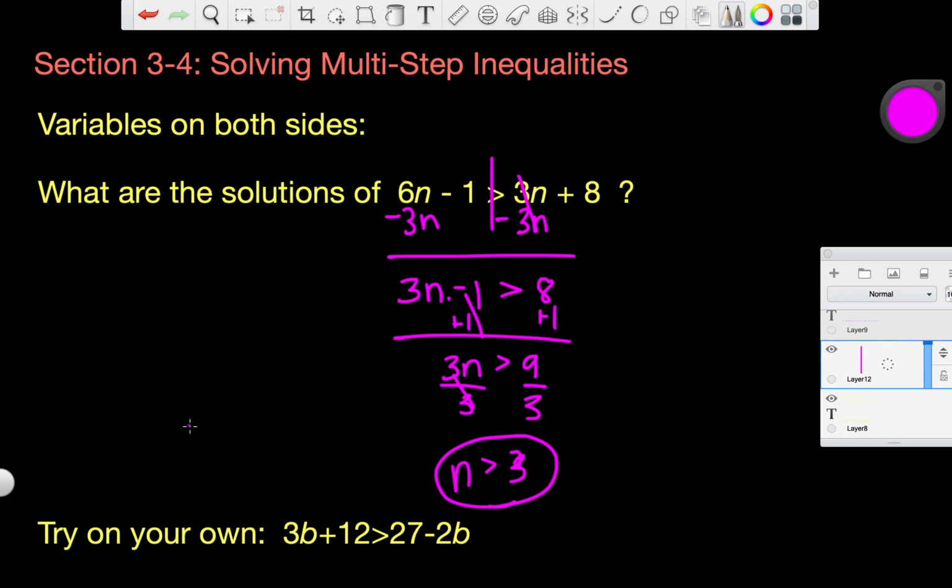Okay? So it's really important you realize when you're combining like terms because your terms are on the same side of the inequality sign, or if you need to move them using inverse operations because they're on separate sides. So that's why I always like to draw this line through your inequality symbol to show clearly the separate sides. So I need you guys to try this one on your own at the bottom.